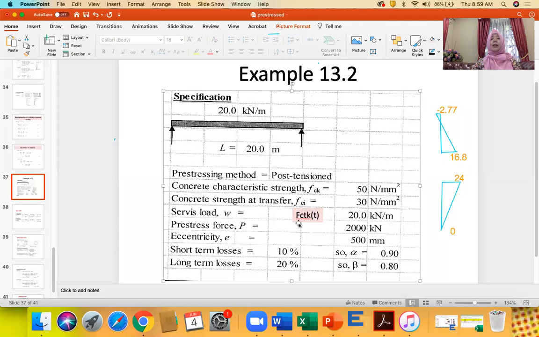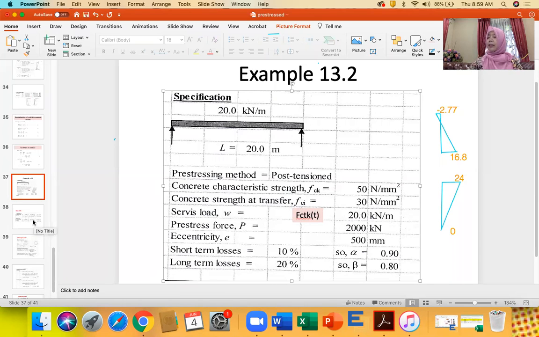FCI is equal to FCTK at transfer, the value of concrete strength during transfer when you cut the wire or the tendon. The service load is 20, the pre-stress force is 2000, the eccentricity is 500, the short-term losses 0.9, long-term is 0.8.